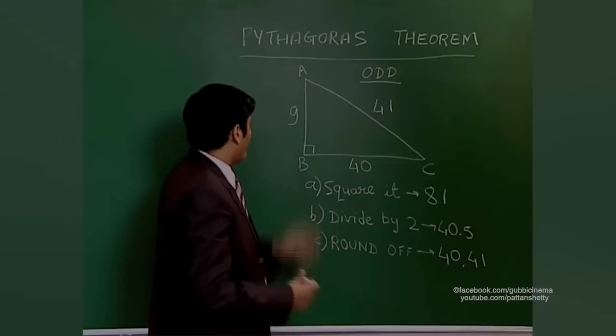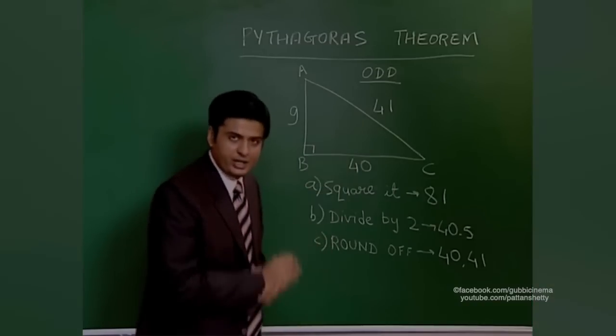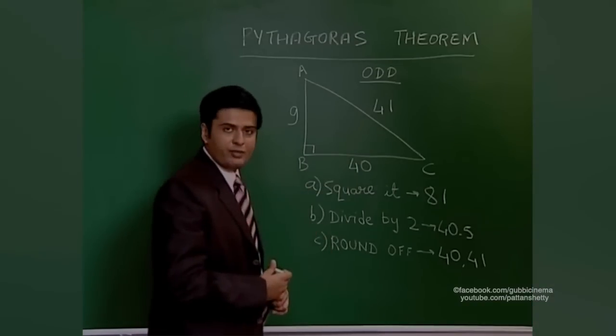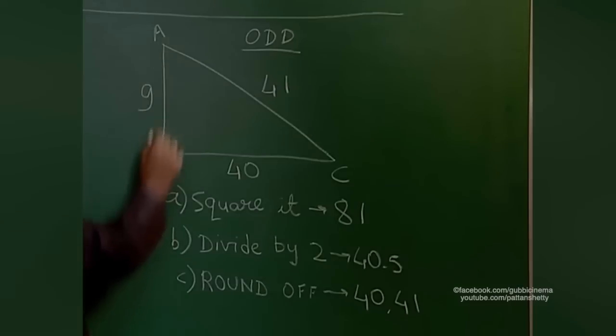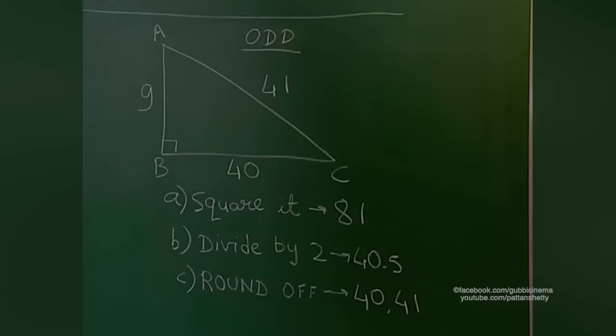So you see how by only one value we can find the remaining two. Let me revise this example for you. We have been given side AB is 9 units. We have to find the other two sides.